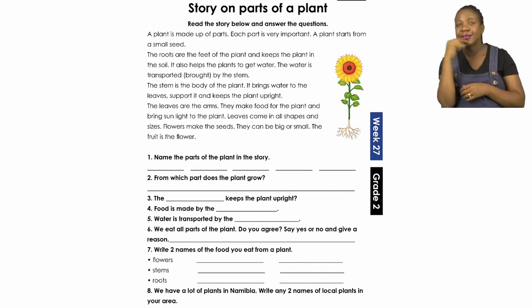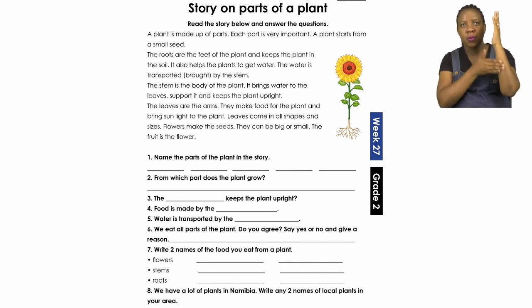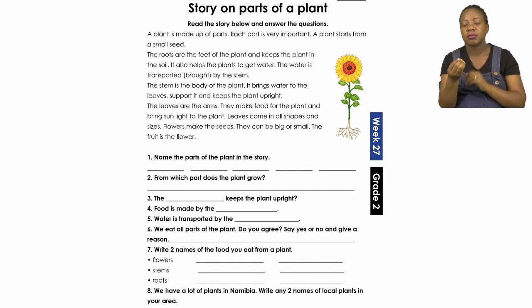We have flowers, stems, and roots. Then number 8 says, we have a lot of plants in Namibia. Name any 2 local plants in your area.